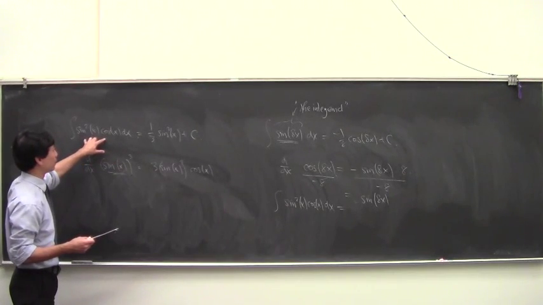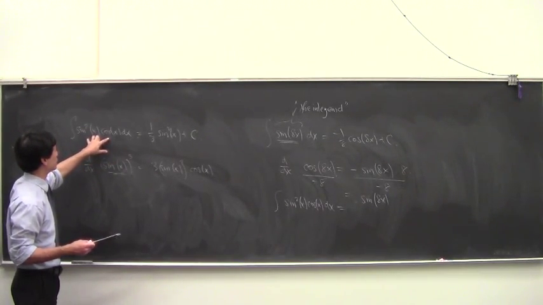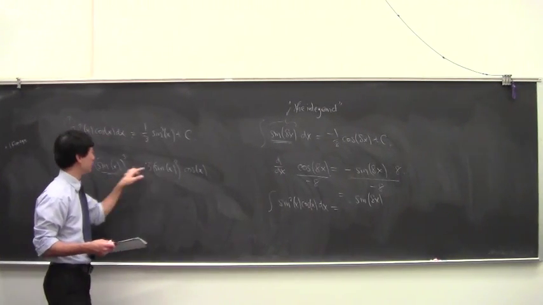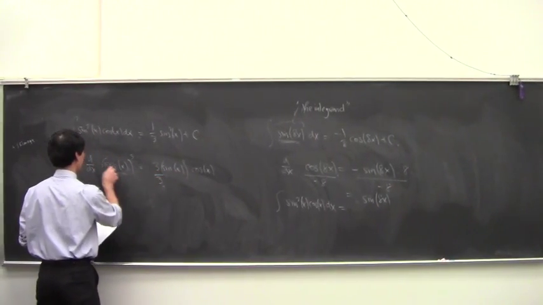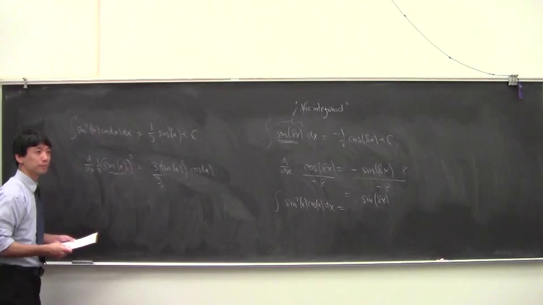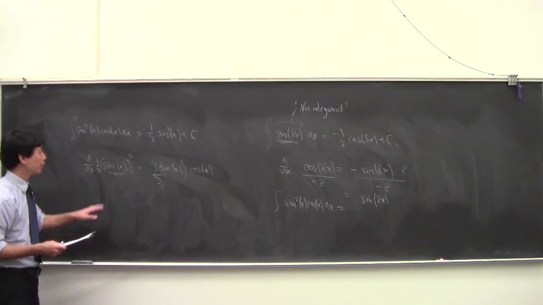Remember what we're looking for: something whose derivative is sine squared x cosine x. Here we got something whose derivative is 3 sine squared x cosine x. So we just divide both sides by 3. That makes more sense now.